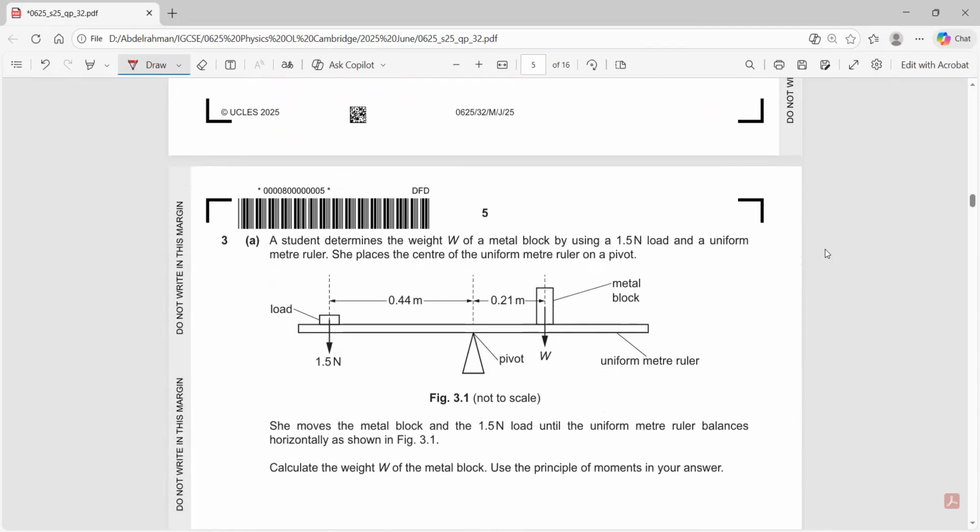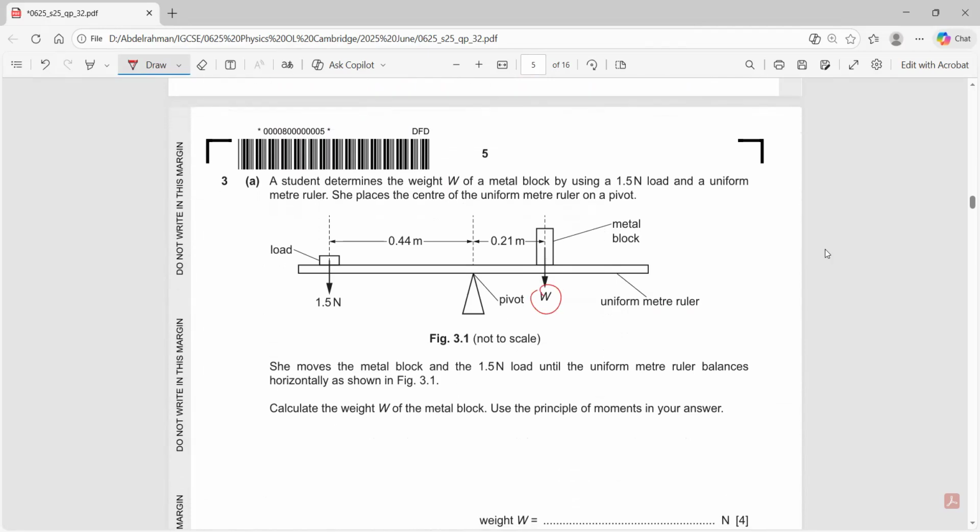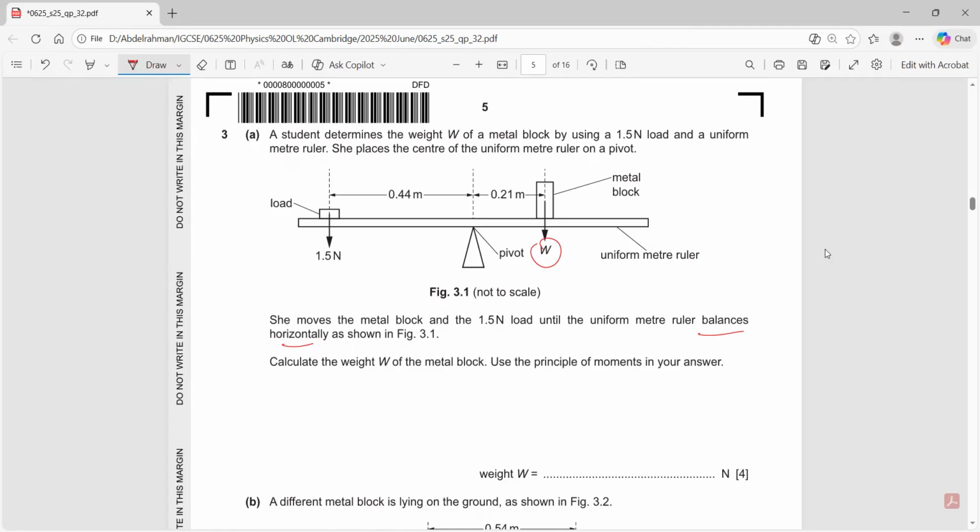Question 3. She wants to find the weight of this block. Okay, the ruler is now balancing horizontally. Can I find the weight of the metal block? Yes, you can find the weight by saying that the clockwise moment would be equal to the anti-clockwise moment.